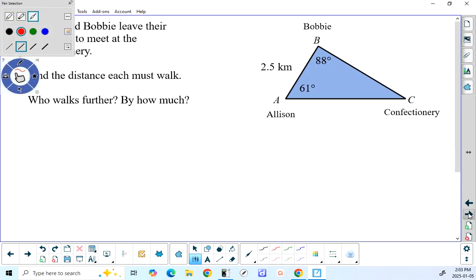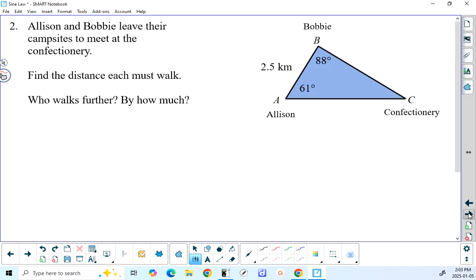I'm going to stick with the proper notation, that if this is point A, where Allison is, and that angle A is 61 degrees, then we can call this side little a, or lowercase a. Similarly, if this is B, where Bobby is, then 88 degrees is angle B. That means this side, which is across from the 88 degrees, is lowercase b. We need to find those two things.